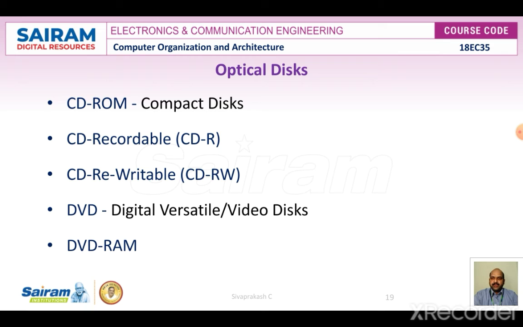You can come across these types: CD-ROM, which is nothing but a compact disc, available as read-only memory, recordable, and rewritable, and DVDs, which is a digital versatile or digital video disc, and DVD-RAM. These are the types of optical discs.